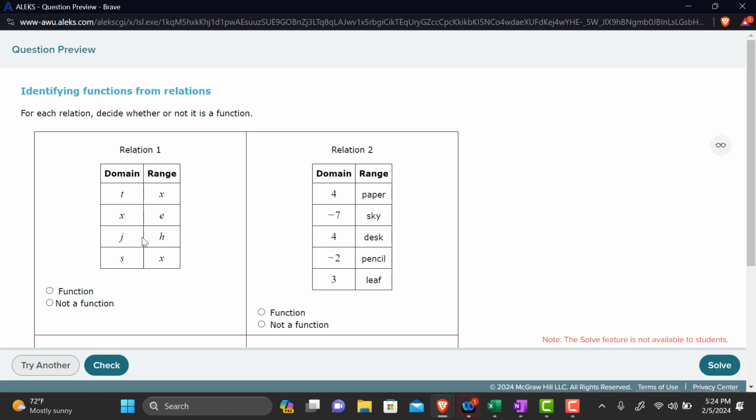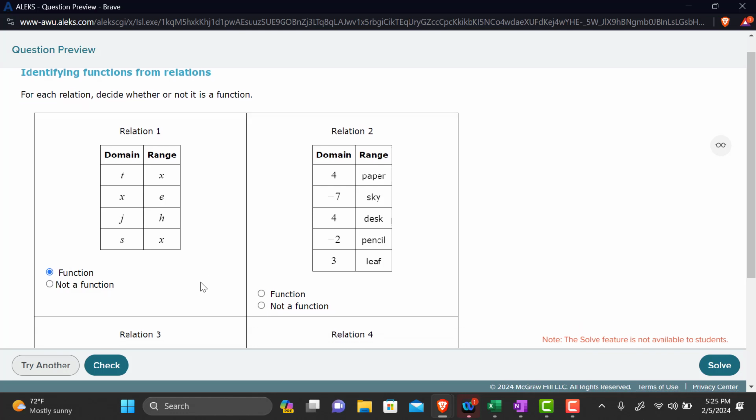And so let's go through each one. T goes to X, X goes to E, J goes to H, S goes to X. The quick way to check these is to look at your domain, which are your inputs, and see that each one of these letters is only listed once, which is good. If it's listed more than once, that would mean it has two different outputs, or in other words, two different values in our range. So T, X, J, S are each listed only once, so we have a function.